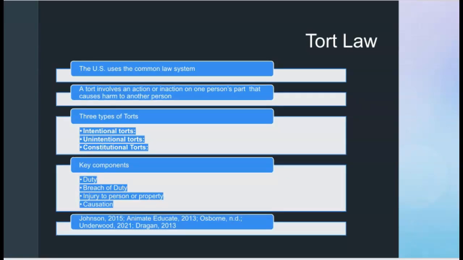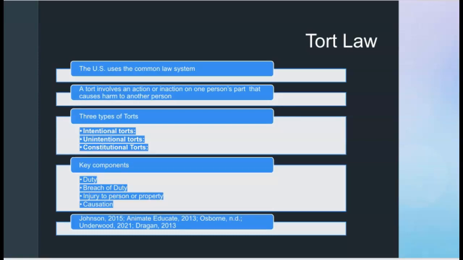Unintentional torts are divided into two sections. Negligence occurs when a person causes harm through an interaction in which they have the duty of care. Strict liability occurs when a person is held liable even though they are not at fault. Constitutional torts occur when constitutional rights are violated by a government agent.